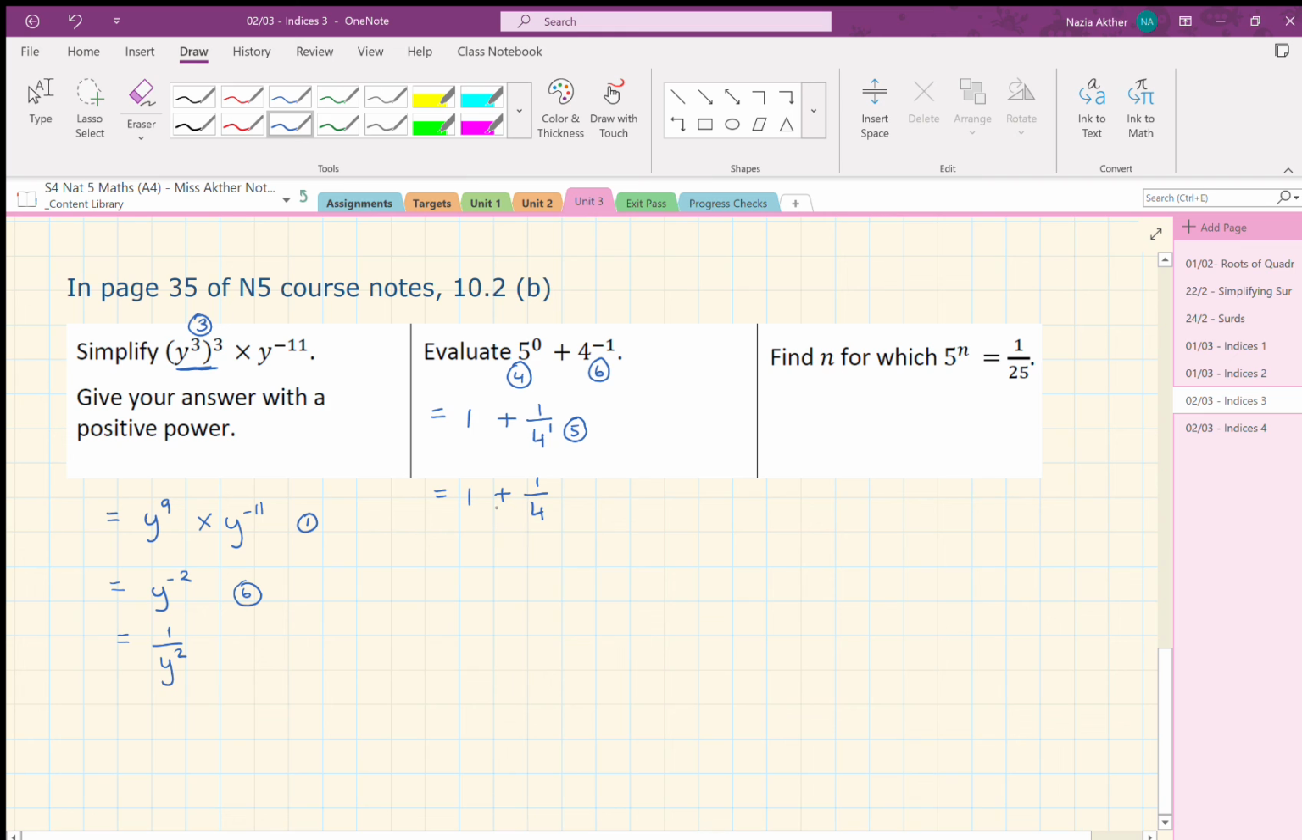And then I'm just going to simplify this by adding 1 and a quarter. You can write that as 1 and a quarter and leave it as a mixed number, or you can write that as 5 over 4.